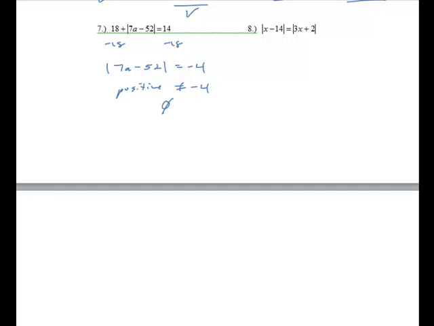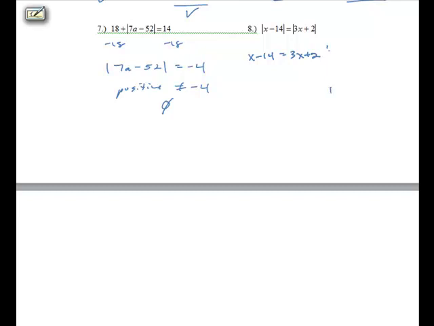Example 8, absolute value equation. In this case, there are 2 absolute values in one problem. So we're just going to focus on eliminating one of them. The one on the left-hand side, the absolute value of x minus 14 is already isolated, so we're just going to drop both sets of absolute values in order to give us our first equation. x minus 14 is equal to 3x plus 2.